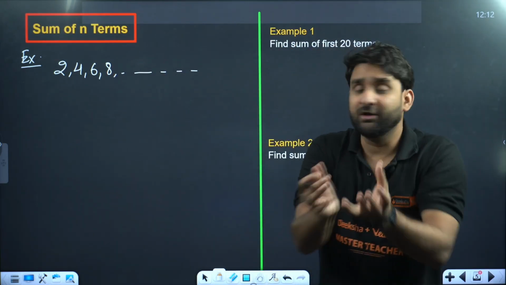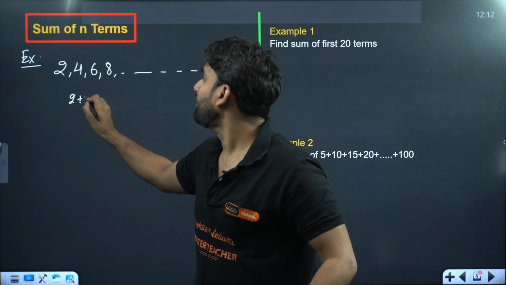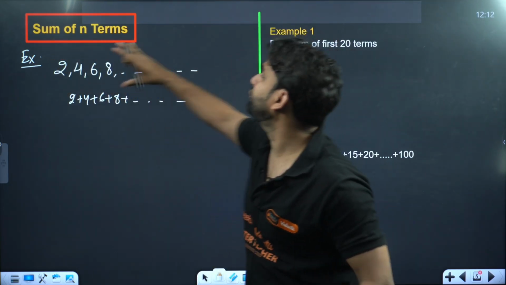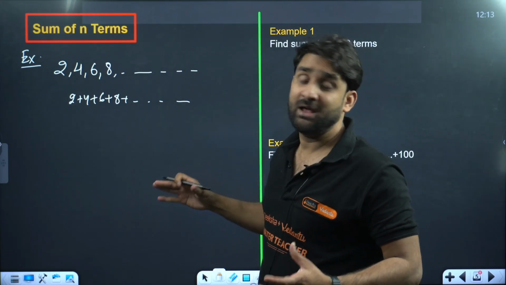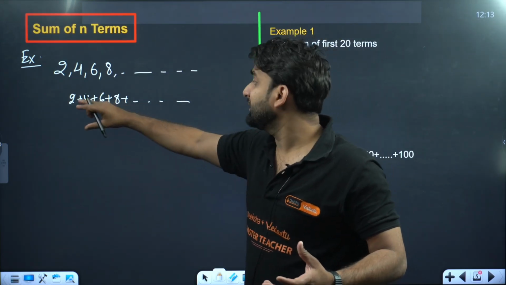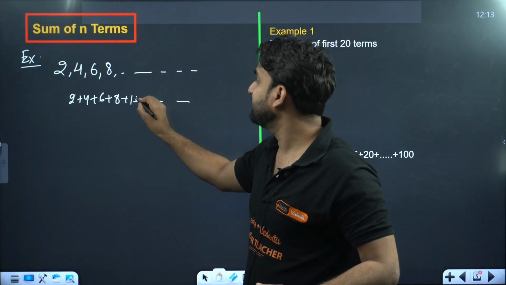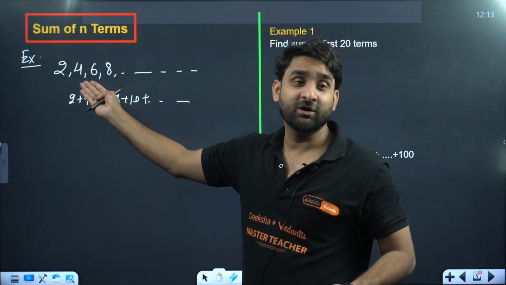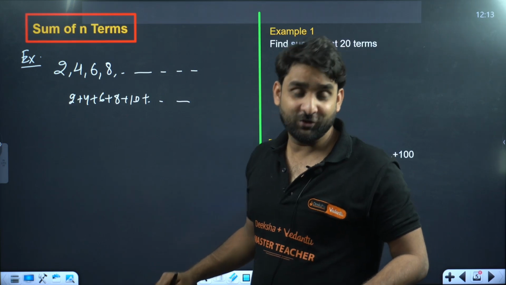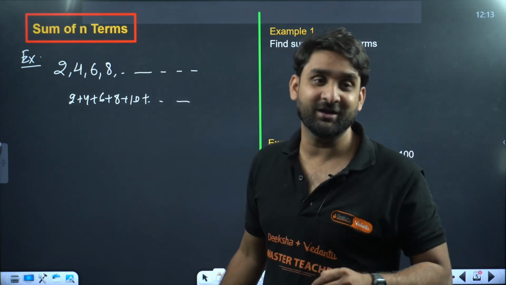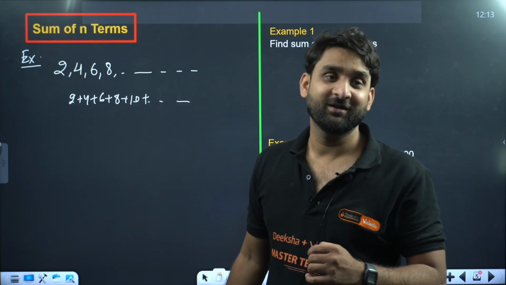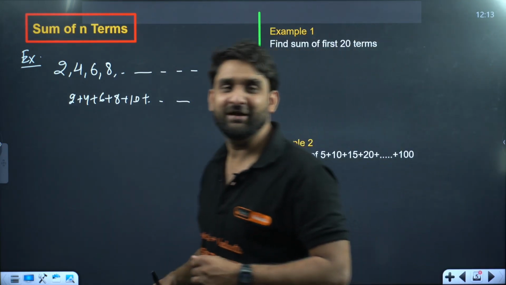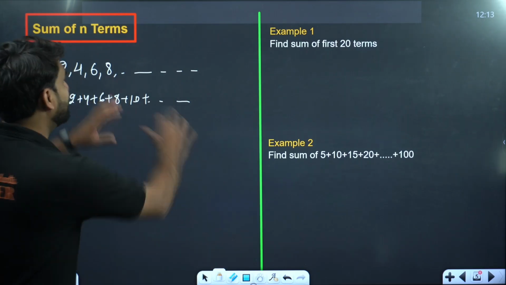If we add 2 plus 4 plus 6 plus 8 up to the first 20 terms, what will be the sum? This is not easy to do by the long method, it will take a lot of time. If I ask you the sum of first 5,000 terms of this AP, are you going to write the terms till 5,000? No, my dear champion, you cannot do this. Otherwise you can't get the answer till today's evening. It will take a whole day to write the terms.